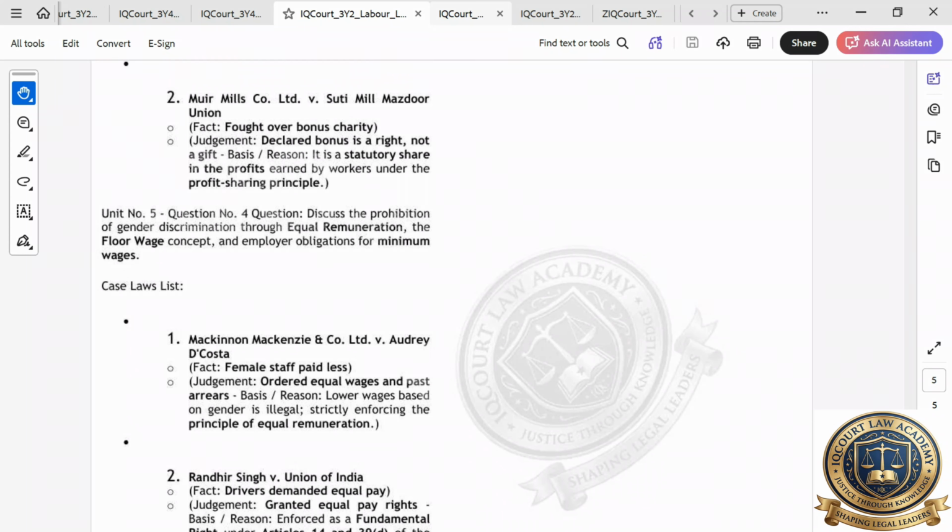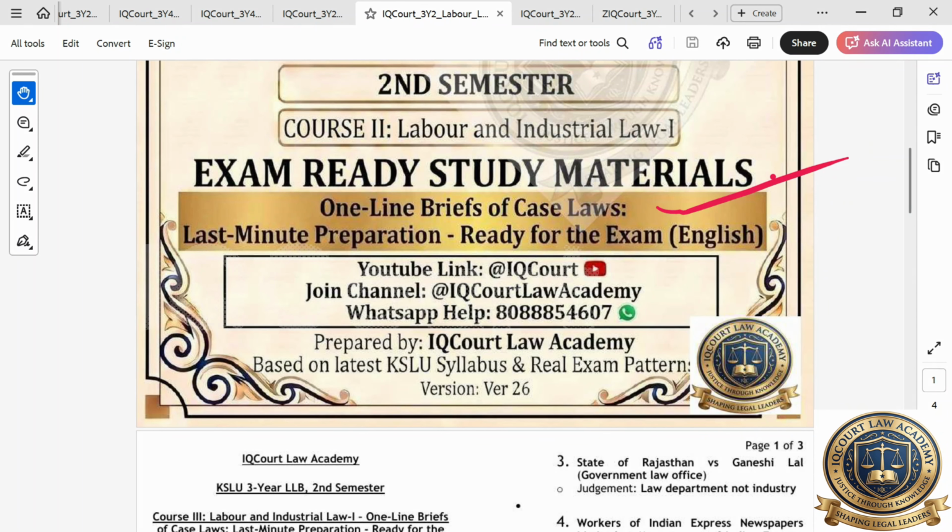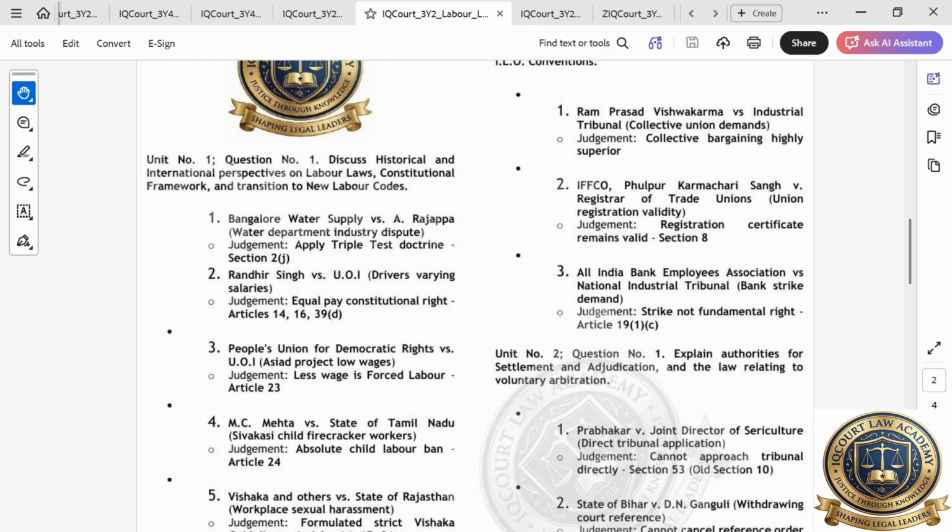See, this is the fifth unit, question number 4. We explain it too. This is the first material I am just displaying to you. The next material is one-line case laws. For quick revision of the case law, the same case laws we have explained in one line for the same question. Bangalore Water Supply versus Rajappa.